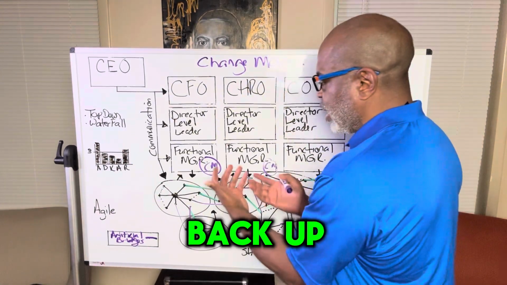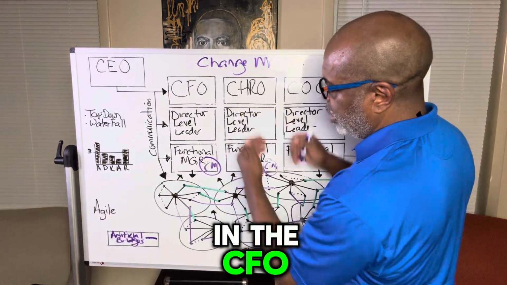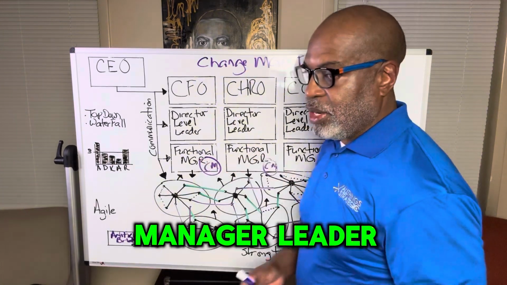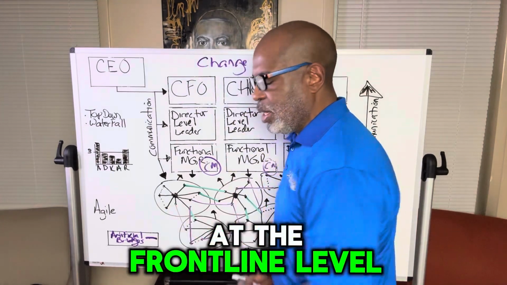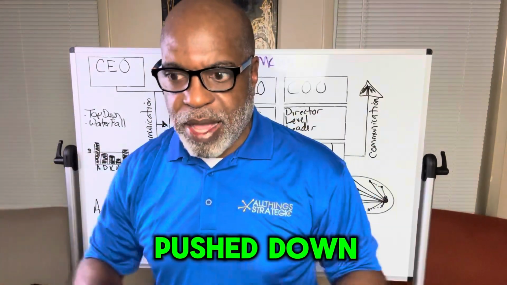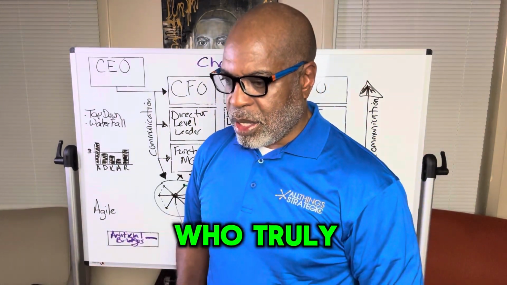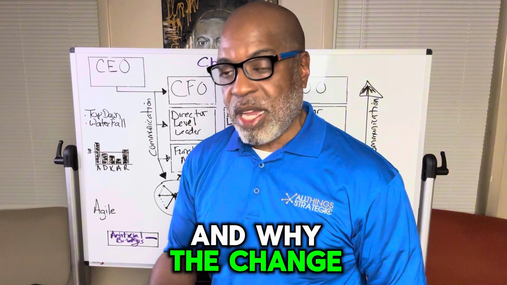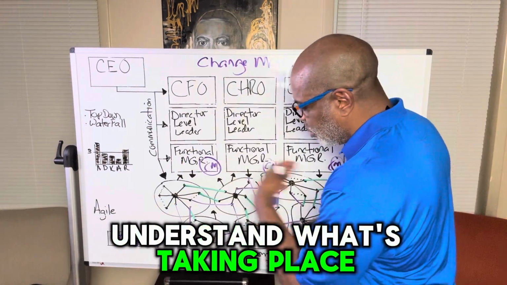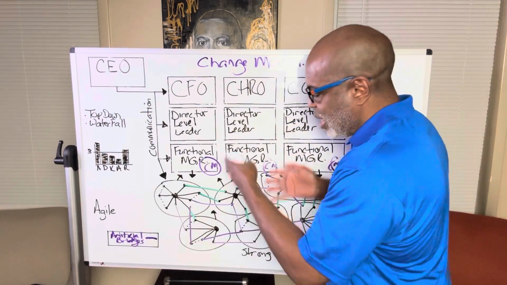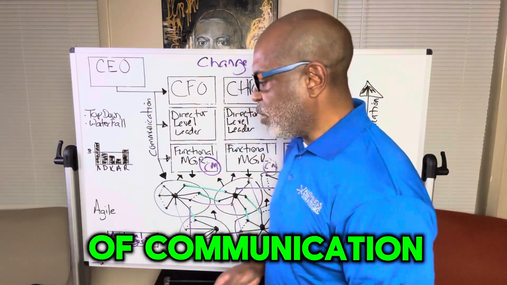Now the information goes back up to the functional manager, who communicates it to the director level leader and the CFO. What the functional manager leader is communicating at this point is new solutions that are identified at the frontline level. It's not just information pushed down, forcing people at the frontline level, who truly understand if the change is not working and why, because they're the ones dealing with it. So we have to understand what's taking place and how the communication really works at this level, which is not a top-down hierarchical or waterfall method of communication.